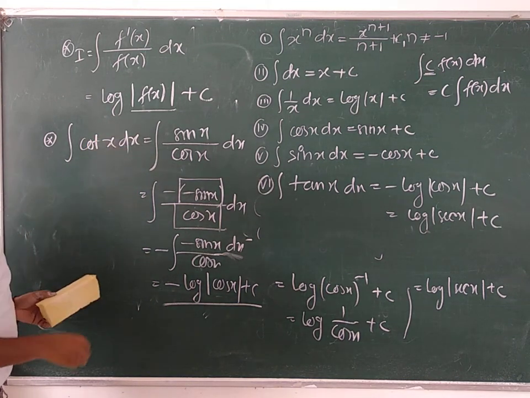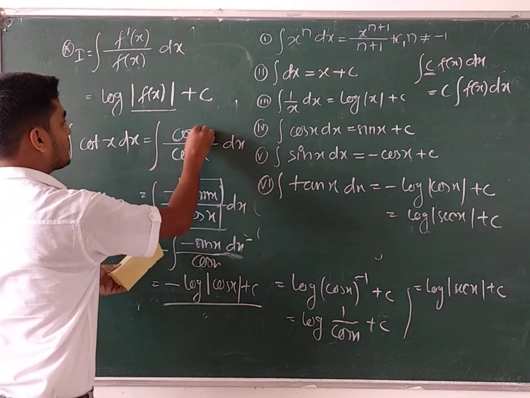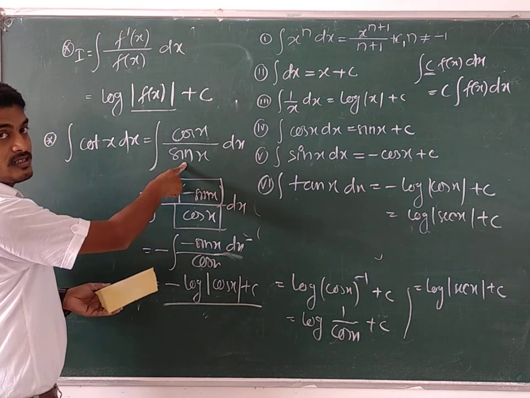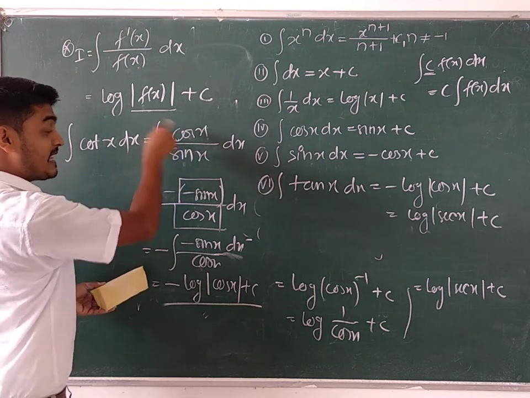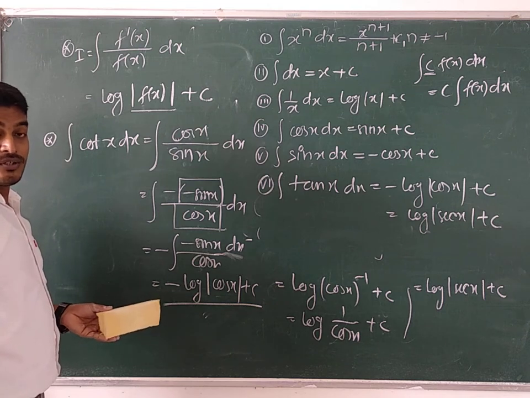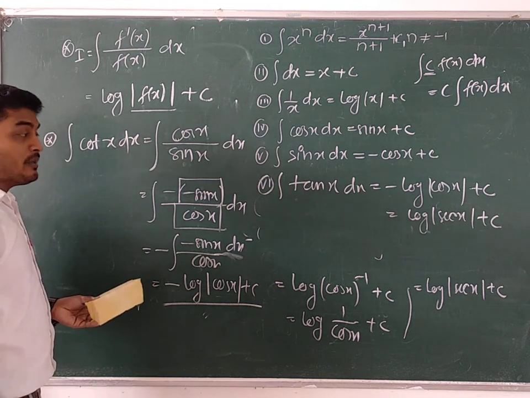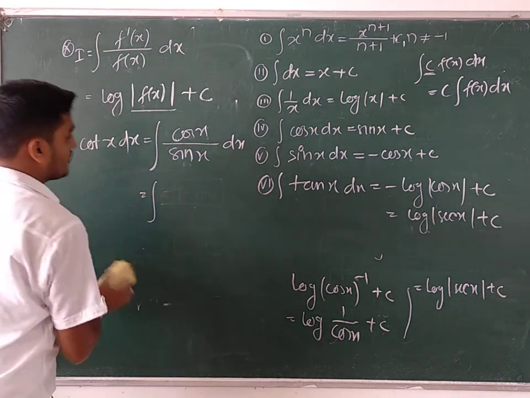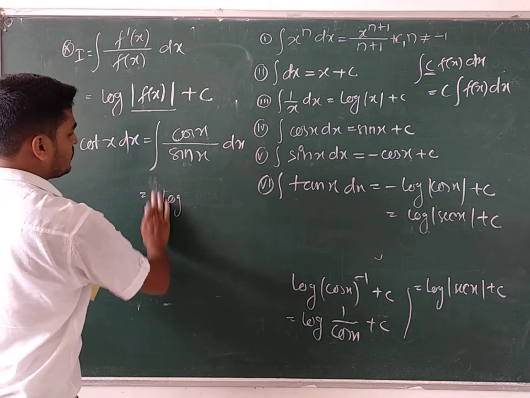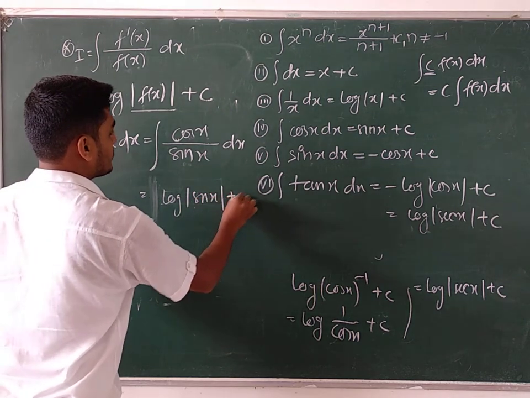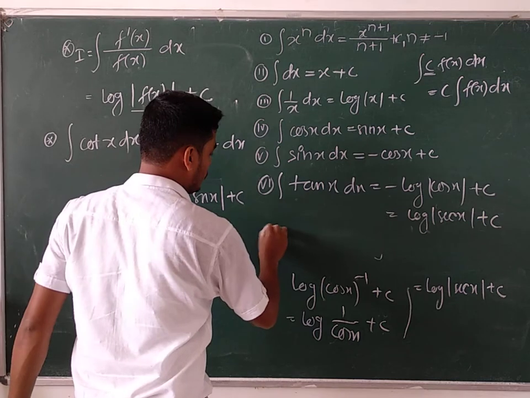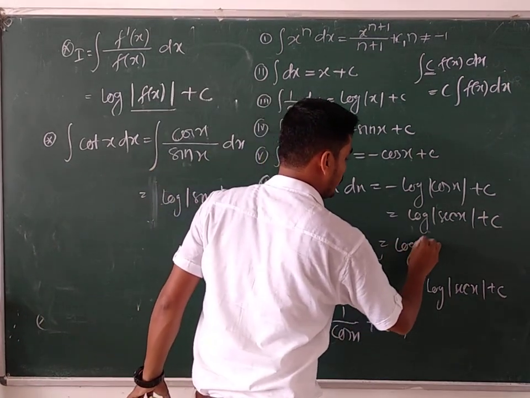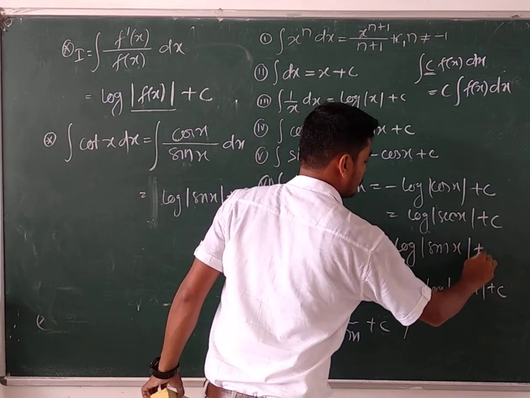Integration of cot x dx. Cot x means very simple: cos x divided by sin x. And what is the derivative of sin x? The differentiation of sin x is equal to cos x. That means you are getting the exact derivative of the denominator in the numerator. So directly we can write down log of the denominator, log of sin x plus c. That means the integration of cot x dx is equal to log of sin x plus c.